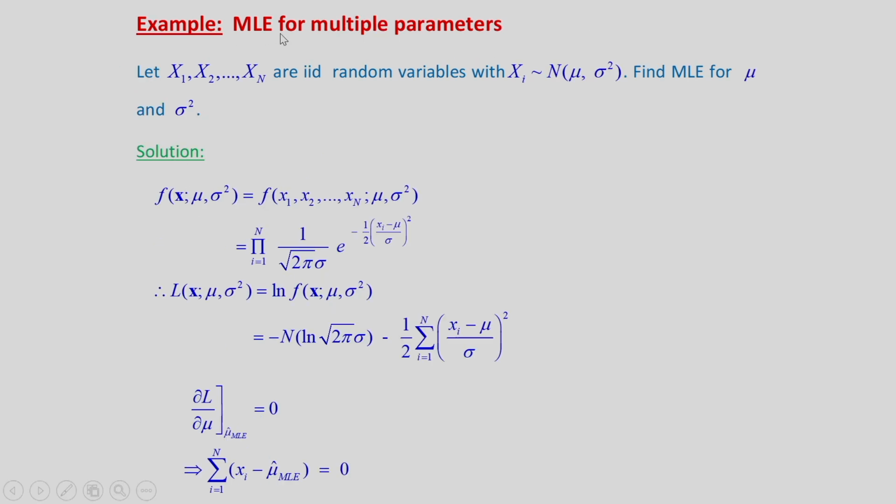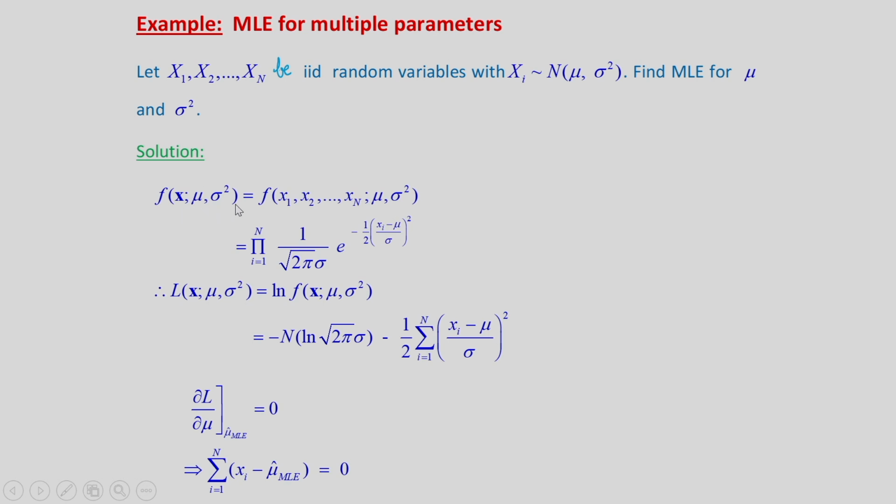Second example, we will consider MLE for multiple parameters. Let x1, x2 up to xn be IID random variables with each xi distributed as a normal distribution with mean mu and variance sigma square. Find the MLE for mu and sigma square.